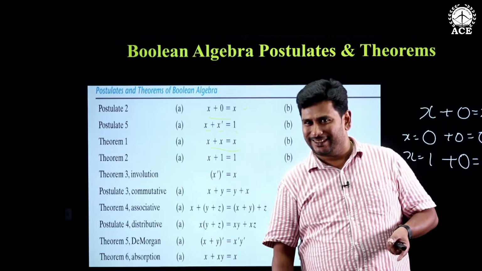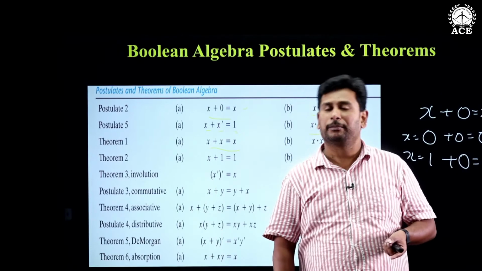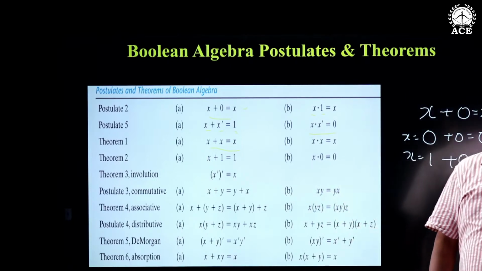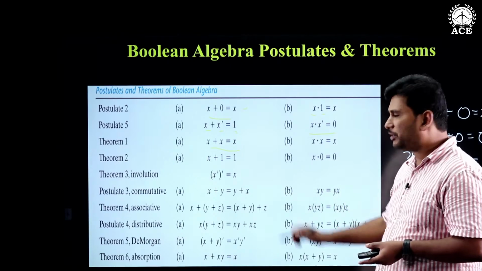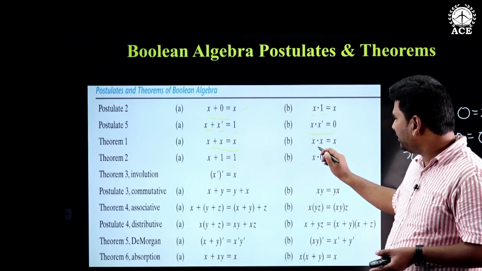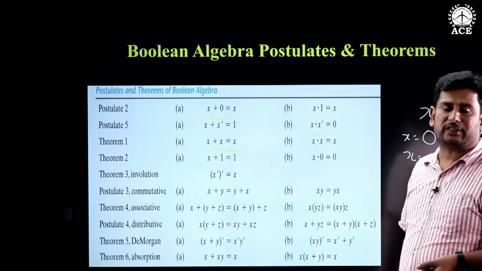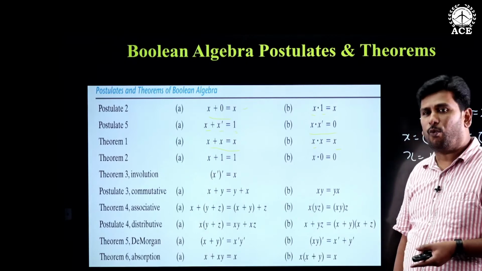Let me hide it so that you can guess it. Simple. Now OR has to be replaced with AND. So what is the duality expression of this? x AND with x is equal to x. This is your theorem number 1.